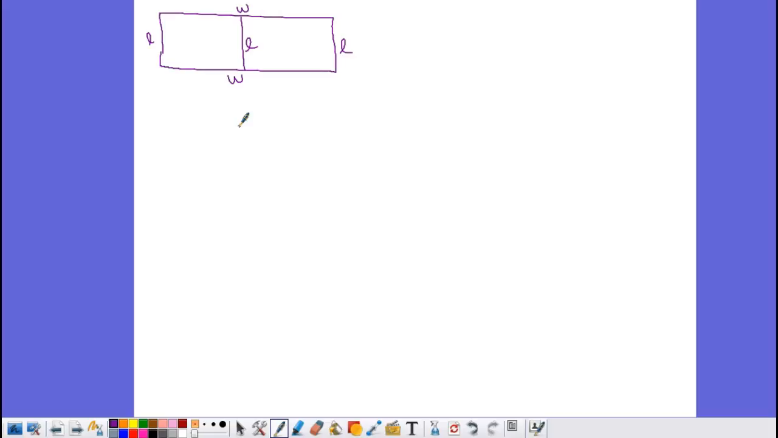Did we all label our picture like that? How many of us did not label the middle line L? I counted that. I did W and W, so that it was like 2 separate. Okay. How many of us got a perimeter of 3L plus 2W? Because we considered the fact that the middle line needed to be fencing.